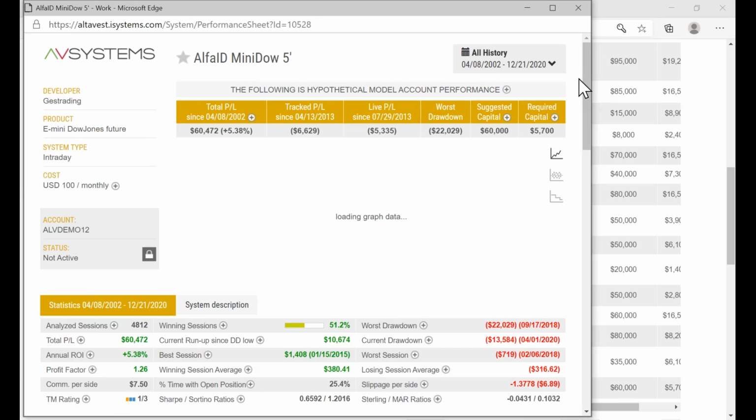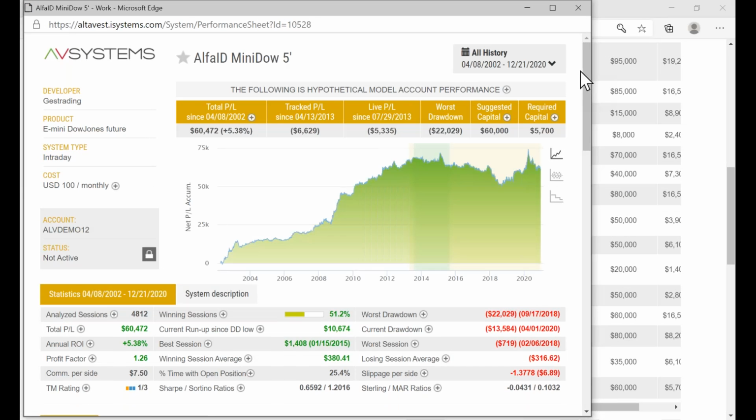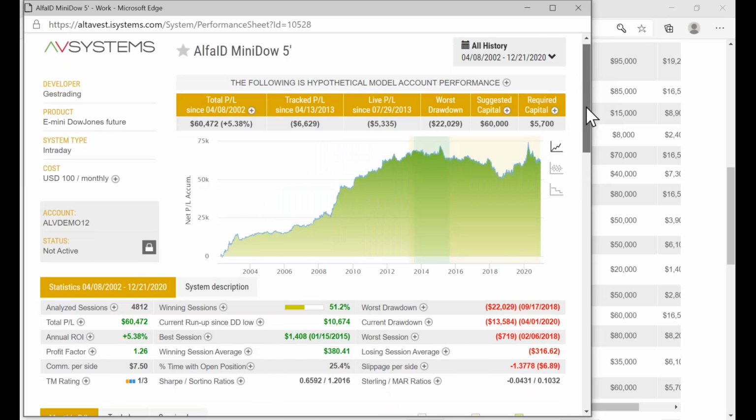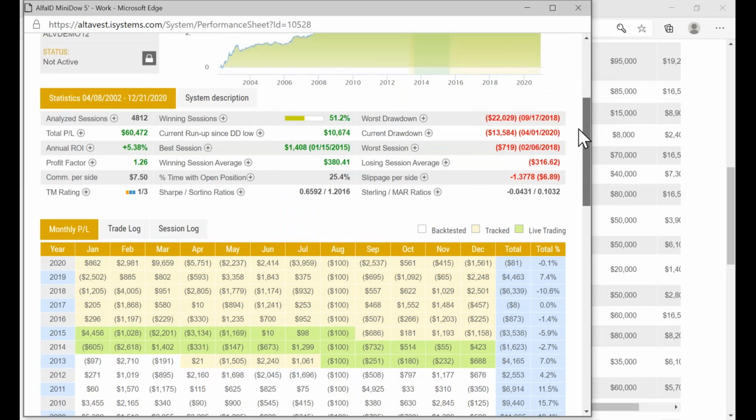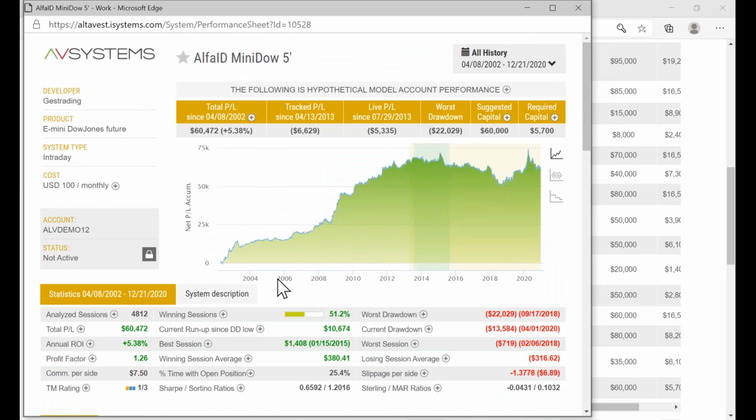It's pulling up the data. This one's a little bit more choppy. Reached an equity high here and had a drawdown. So it's on a drawdown right now, but it doesn't matter. We don't really care right now. I just want to show you how to turn a system and activate it.